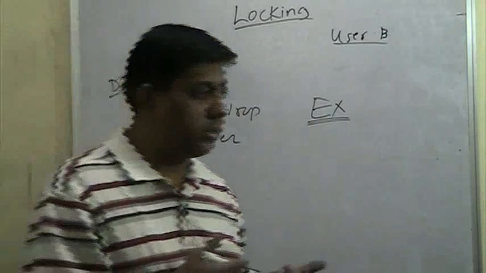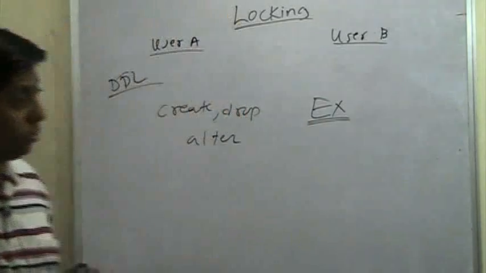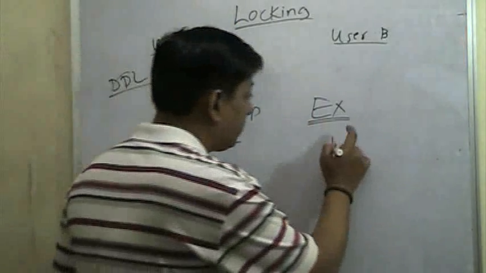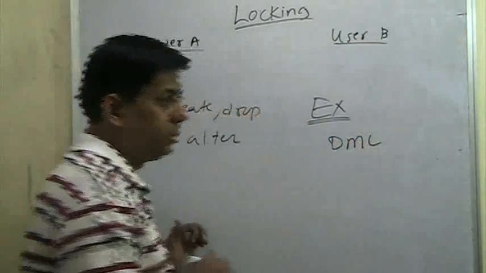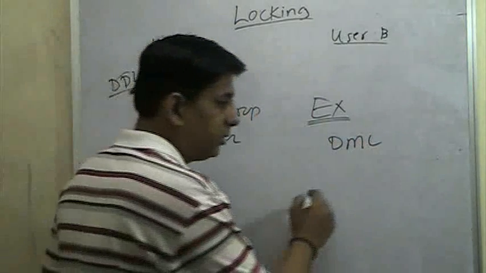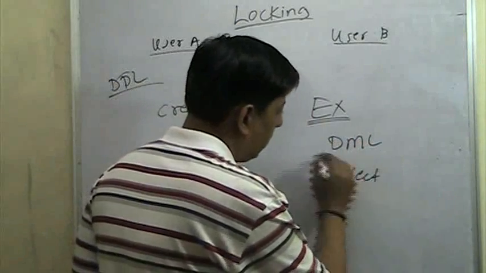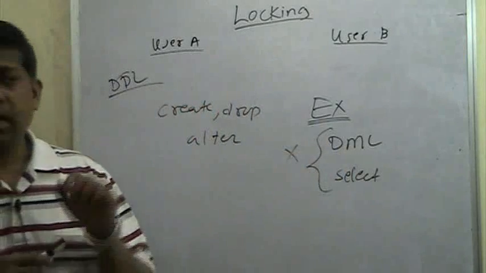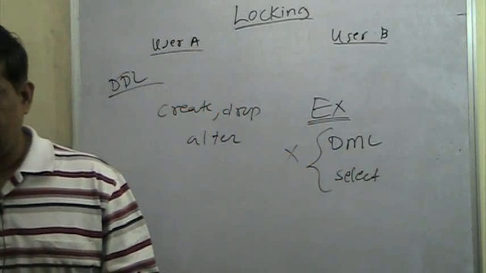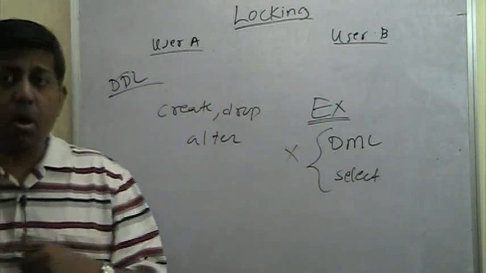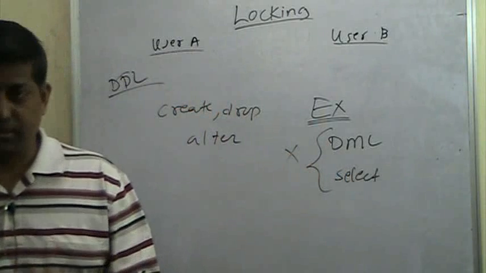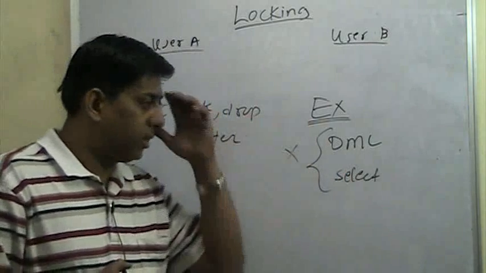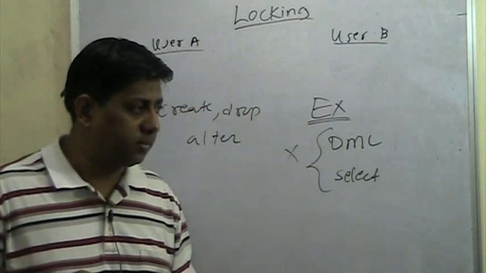And what happens because of this DDL lock? It will prevent other users from using any DML statements or select statements. DML or select statements will not be able to execute until that alter table happens. So each lock has a certain effect. Exclusive lock at the table level, that is what is happening here.